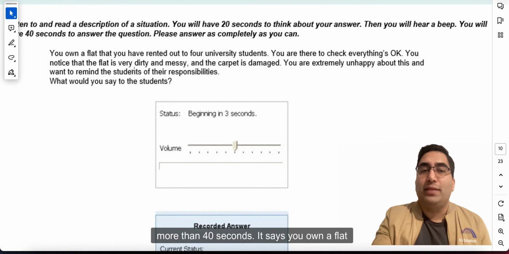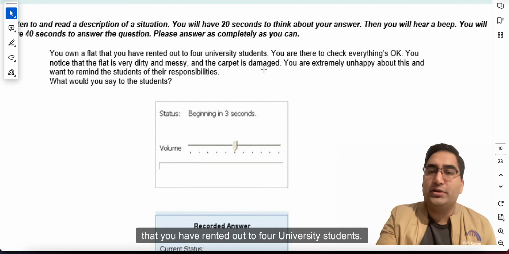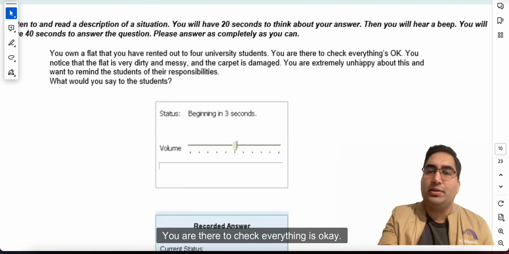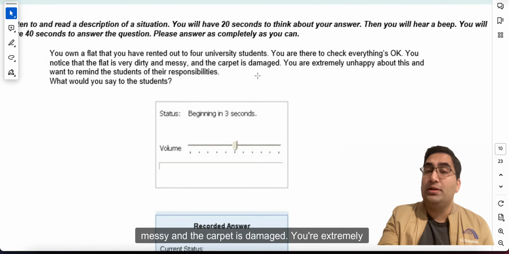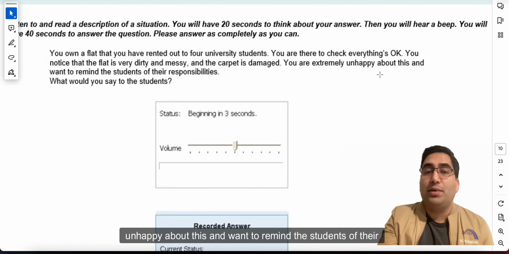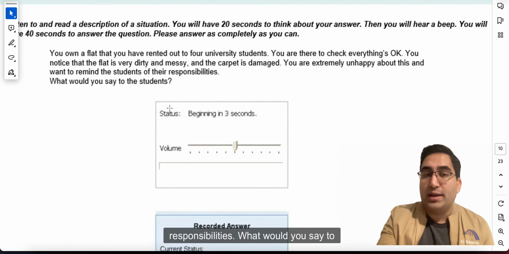It says you own a flat that you have rented out to 4 university students. You are there to check everything's okay. You notice that the flat is very dirty and messy, and the carpet is damaged. You're extremely unhappy about this and want to remind the students of their responsibilities. What would you say to the students?